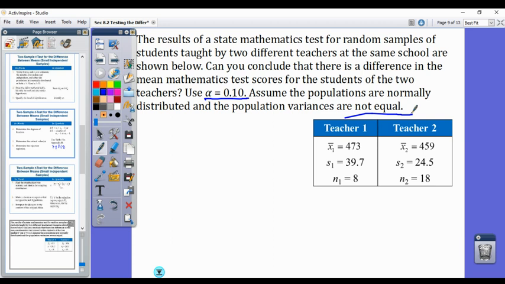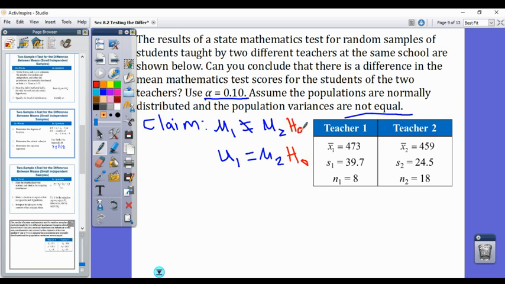Okay, so the first thing that I always like to do when I start these problems, as you all know, is identify my claim. So the claim is we are trying to figure out, is there a difference? Meaning, are my means not equal for these two teachers? Okay, so the complement to that is going to be that mu1 is equal to mu2. All right, so let's identify our null. Our null in this case is mu1 equals mu2, and our alternative is our claim.